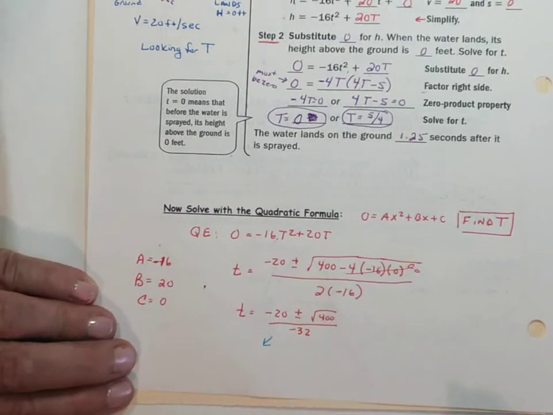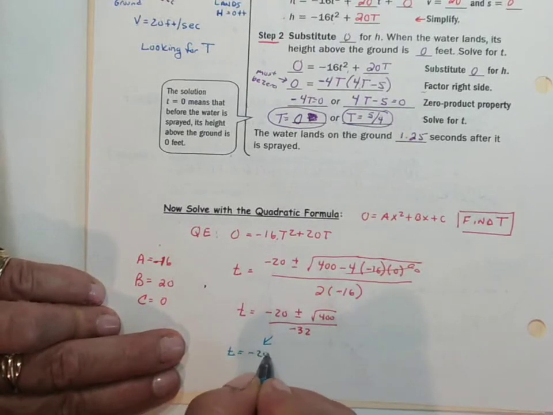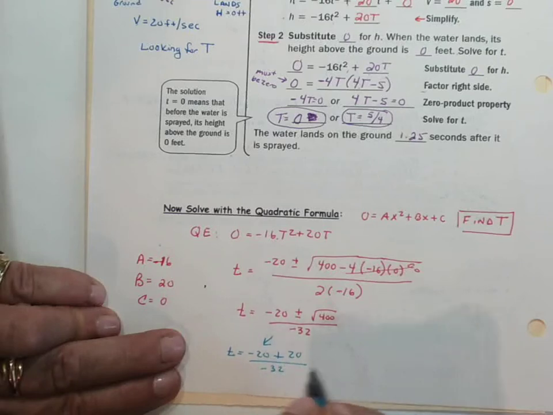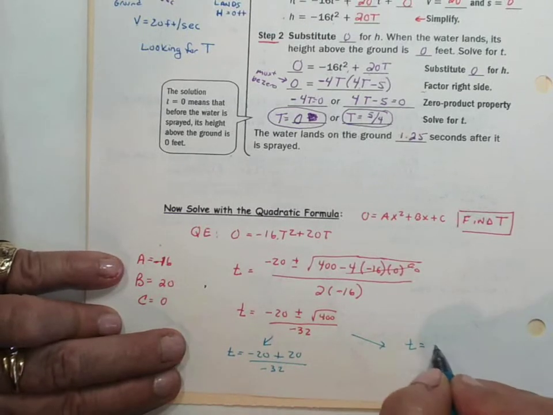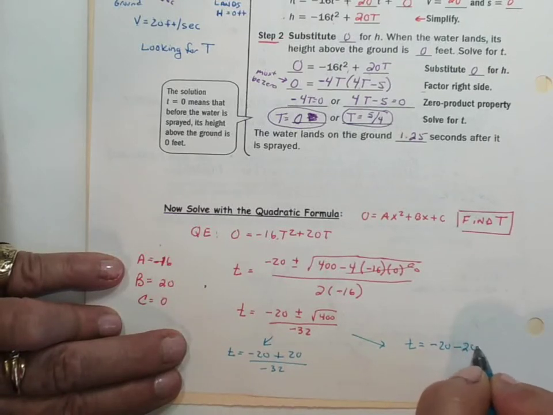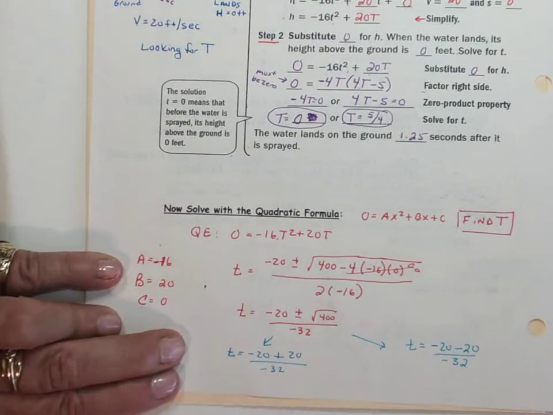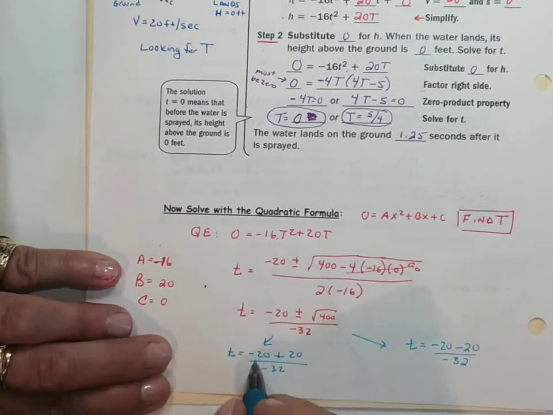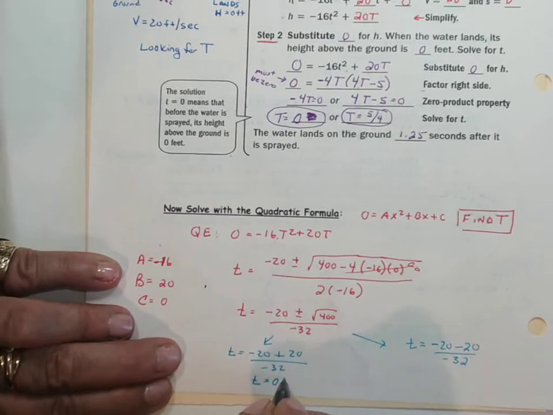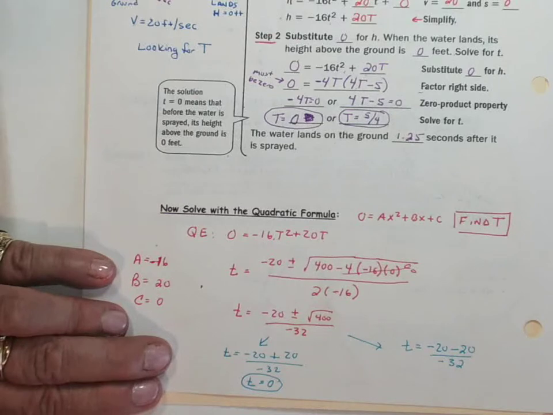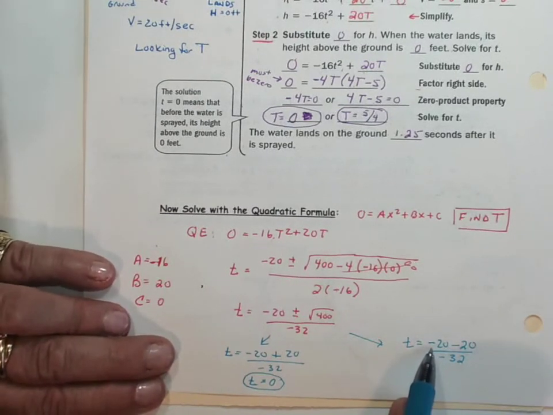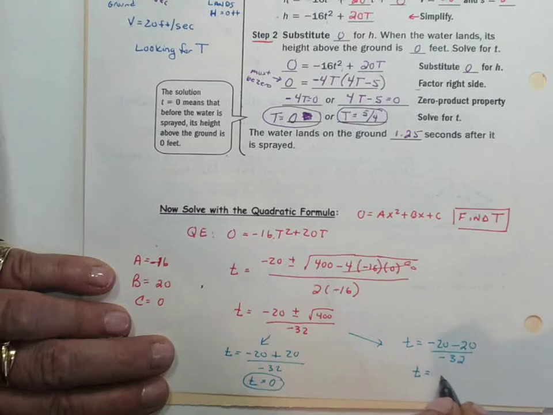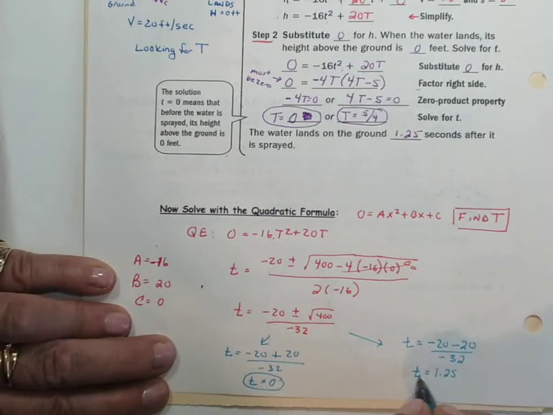So we're going to get t equals negative 20 plus or minus the square root of 400, which is 20, divided by negative 32. And we're going to get t is equal to negative 20 minus 20 divided by negative 32. So negative 20 and 20 is 0. So this gives us our t equals 0. Put into your handy dandy calculator negative 40 divided by negative 32. And you're going to get t is equal to 1.25.